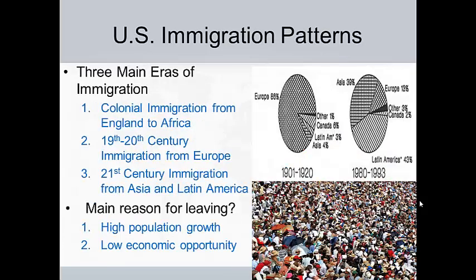Now, let's focus on the United States and their immigration patterns throughout the years. If you look at immigration, you can break it down into three eras. First is the colonial immigration era from England to Africa. We'll discuss that. Then there's 19th to 20th century immigration from Europe. And now there's the current or 21st century immigration from Asia and Latin America.